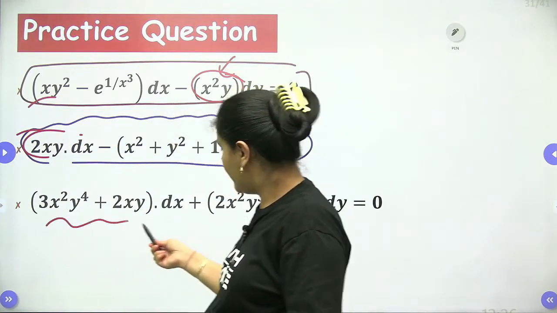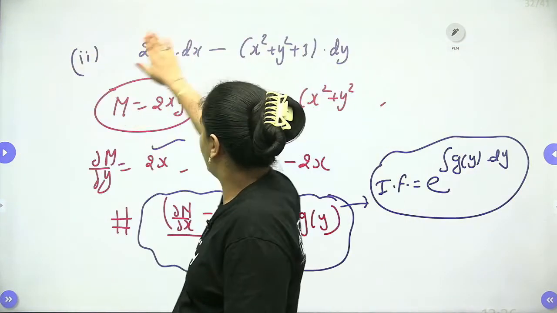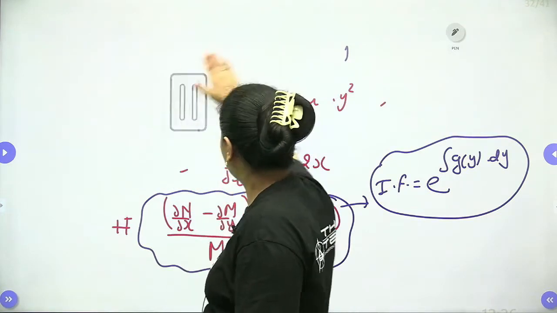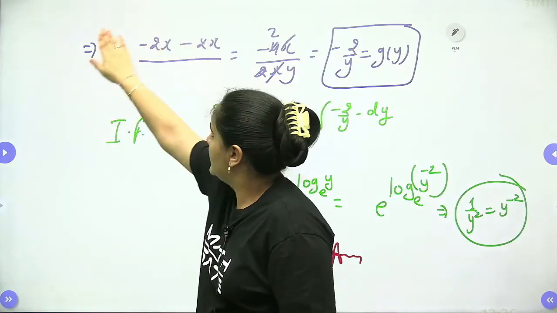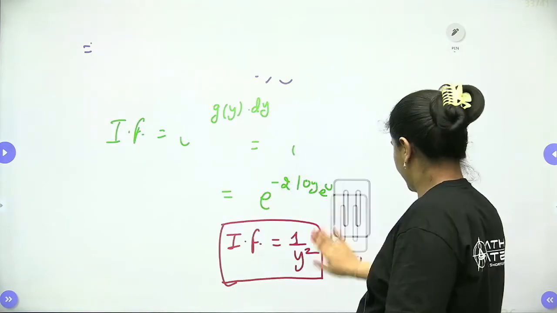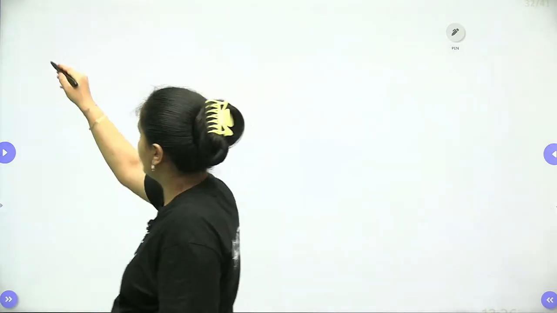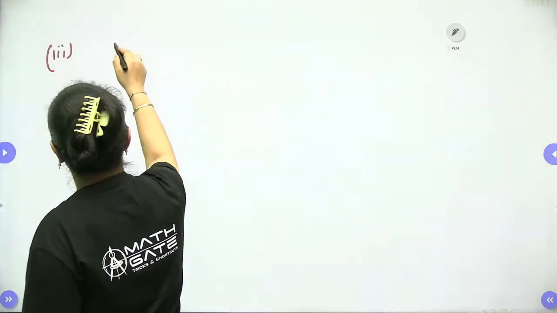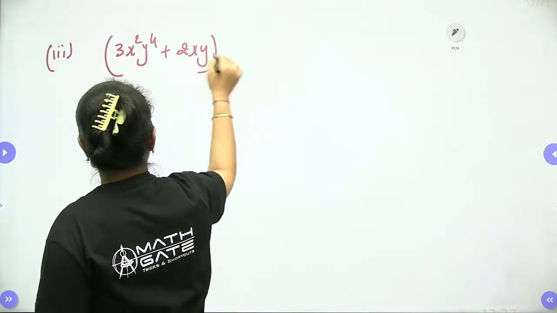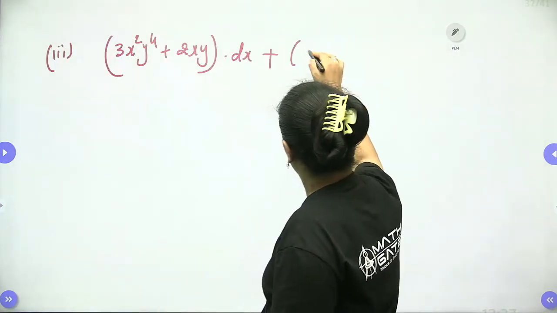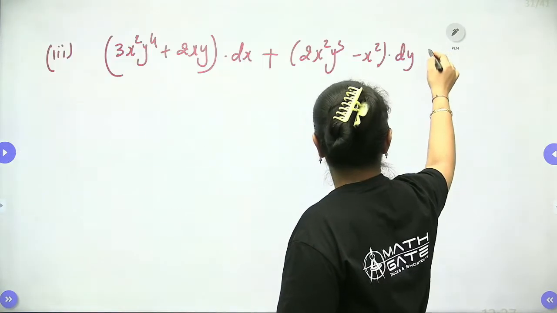Now let's approach this question. With which term do you want to divide? Let's have a discussion on this one. We will write down the general solution here. It will be 3x square y to the power 4 plus 2xy dx, plus 2x square y cube minus x square dy equals 0.